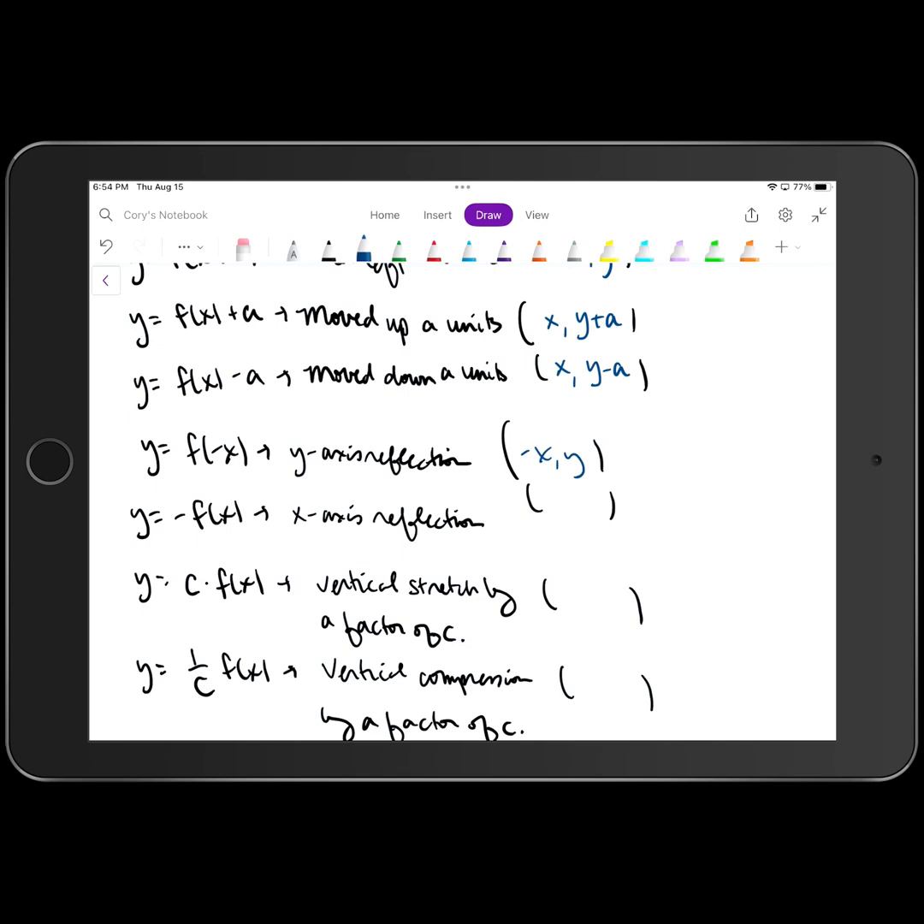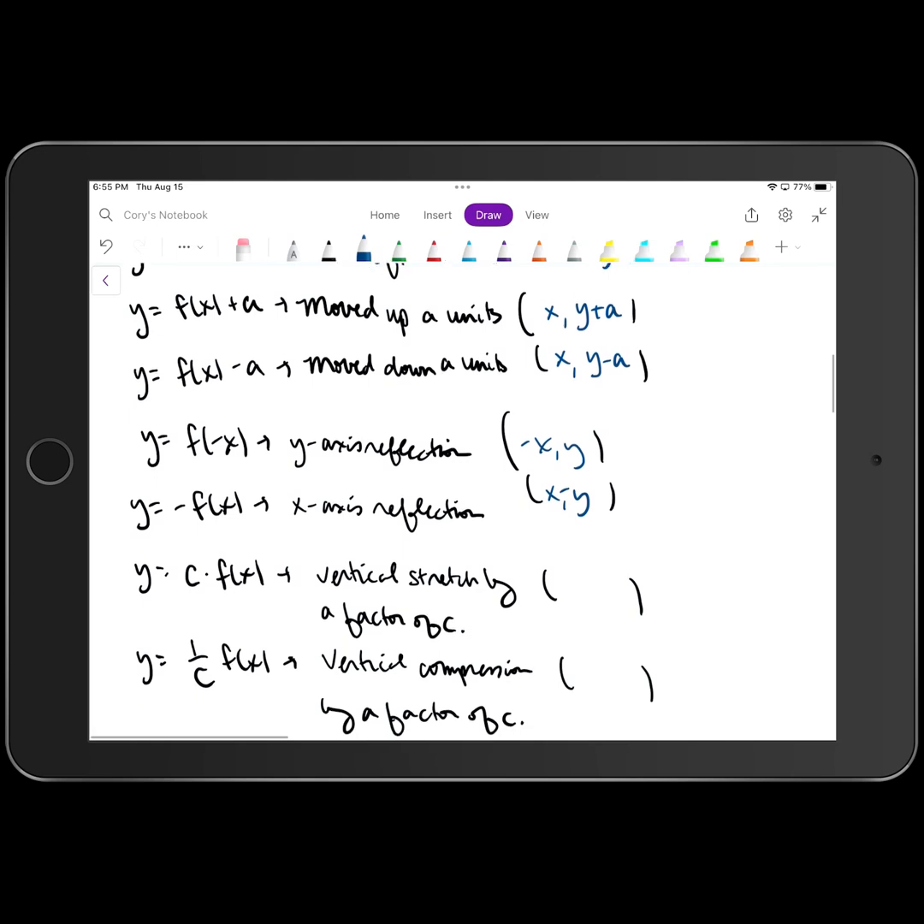For the next one, if we take y is equal to the opposite of f of x, that's going to be an x-axis reflection. When we reflect a graph across the x-axis, that results in us taking the opposite of our y coordinate. So our new point is going to be the ordered pair x comma negative y.